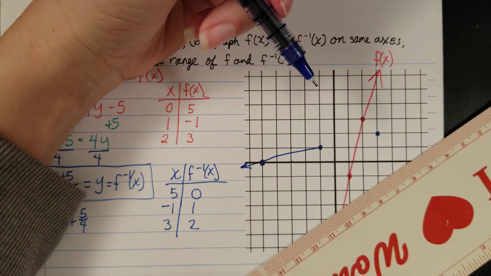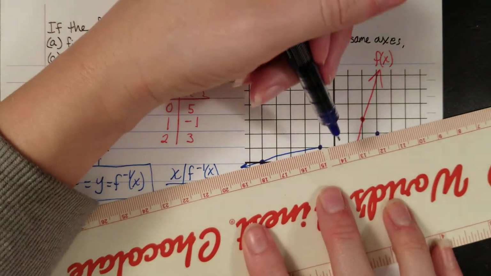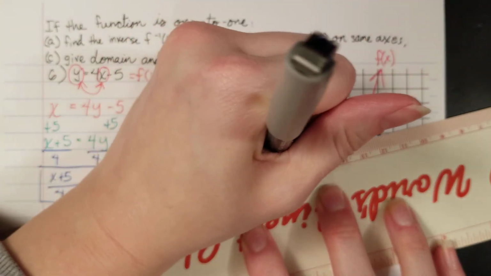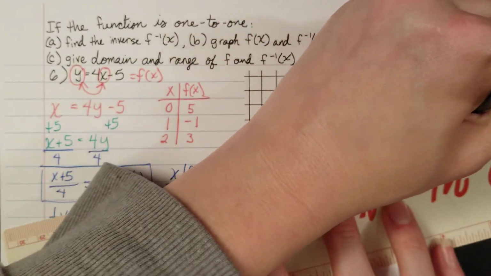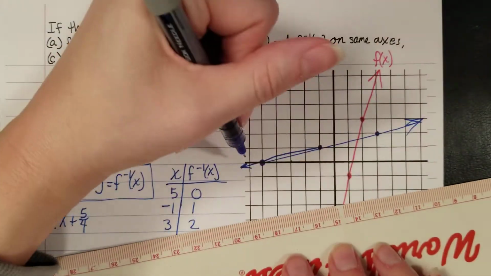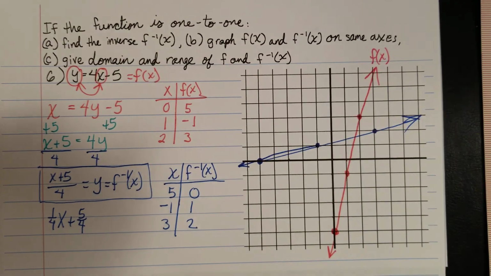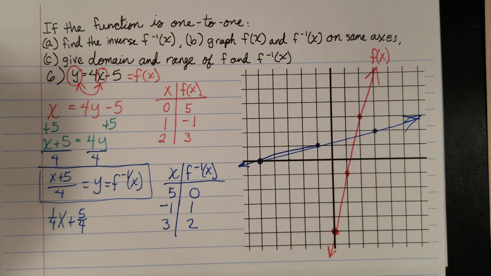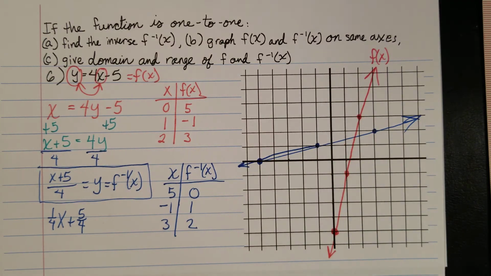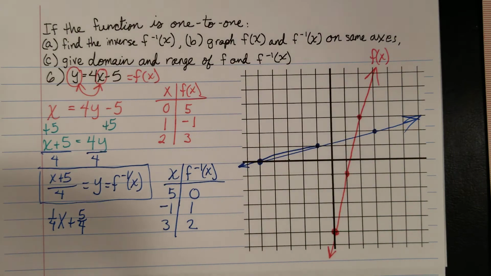I've got my handy dandy ruler right here. Something like that, okay? Lovely. In this case, they're both just straight lines, so the domain and range of all of them is all real numbers.